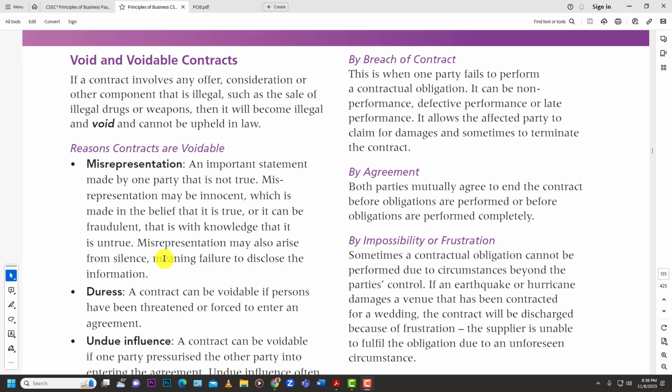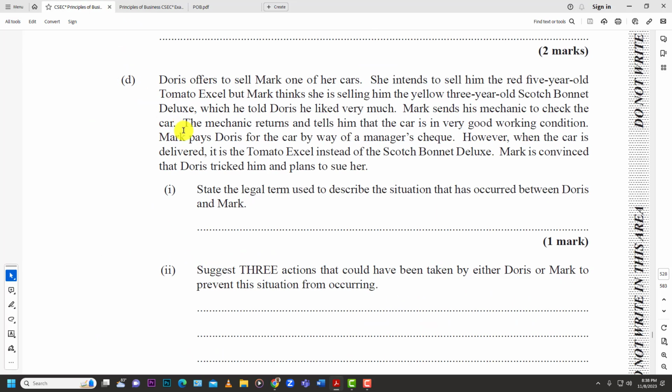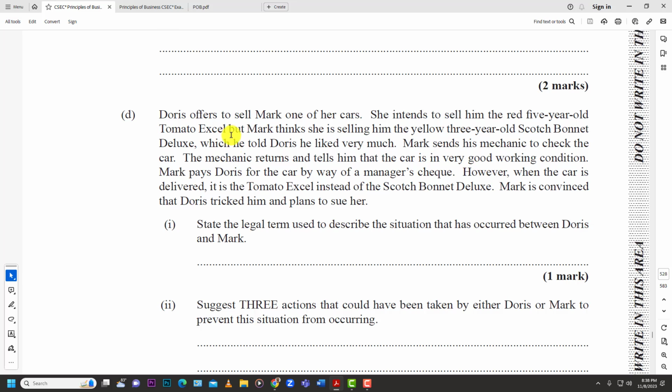Misrepresentation may also arise from silence, meaning failure to disclose the information. And so this one here might be the better example of misrepresentation, where it's from silence, meaning failure to disclose the information. So in this case, Doris failed to disclose the fact of which car she is selling, whether it is the red or the yellow. So she didn't tell Mark anything. And so we have here misrepresentation taking place.